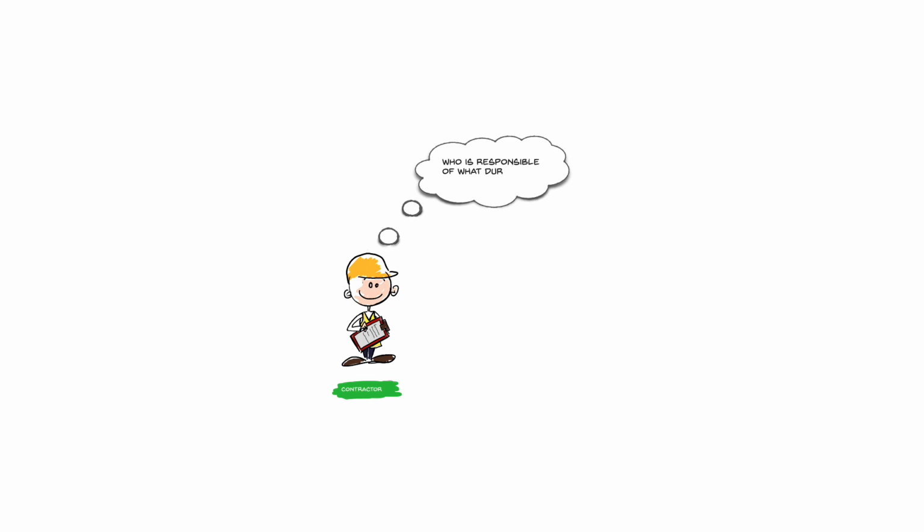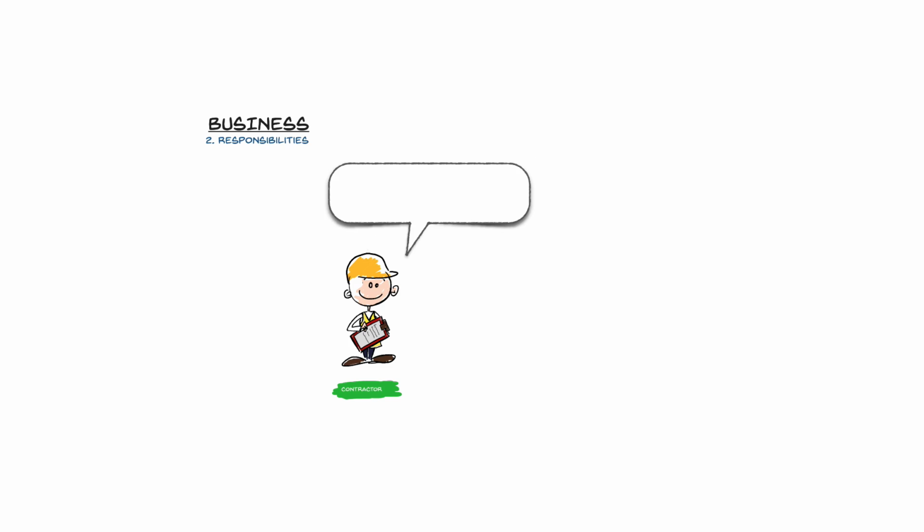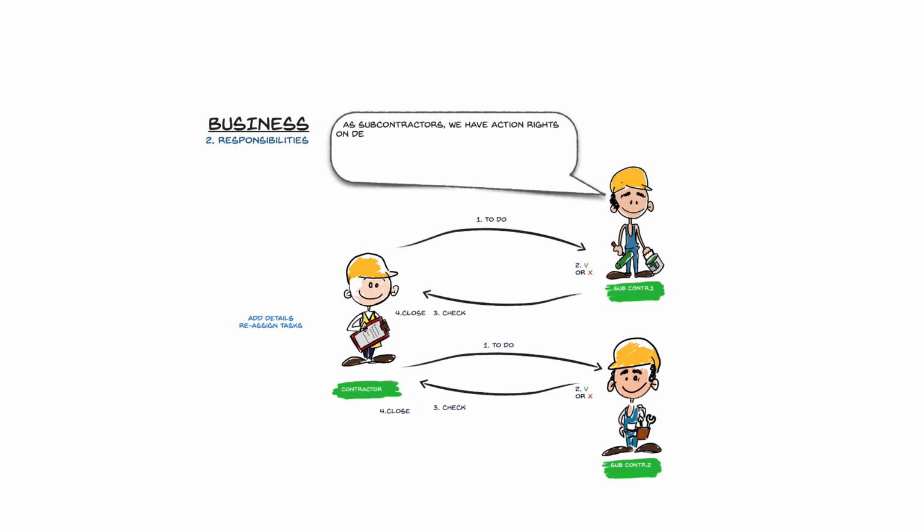In this process, see the different categories of responsibilities. The contractor has the right to check the defects found by the architect and he can legally add details and reassign them. Subcontractors can only perform the requested work without being able to create new defects or perform certain unassigned tasks.